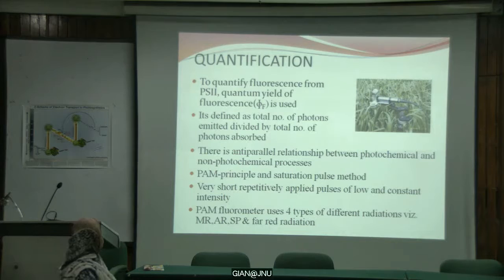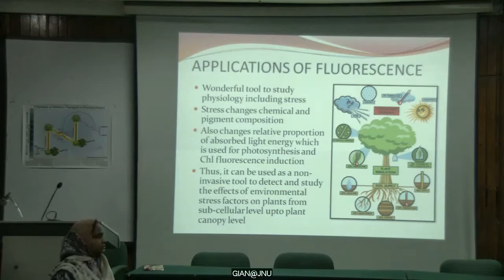fluorescence. Besides being a probe of the thylakoid and photosystem, it is also used for studying plant physiology and stress. Stress changes the chemical and pigment composition of the system. This picture shows various types of stress like heat, chilling, and dehydration. It changes the relative proportion of absorbed light which is used for photosynthesis and fluorescence. So fluorescence can be used as a non-invasive tool to detect and study the effect of environmental stress from the subcellular level up to the whole plant level.